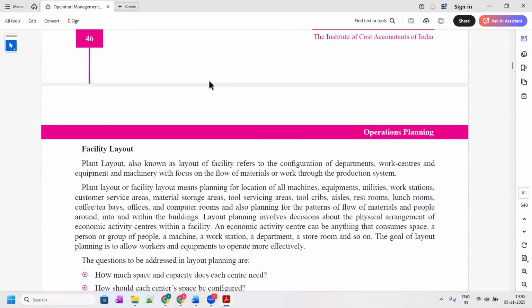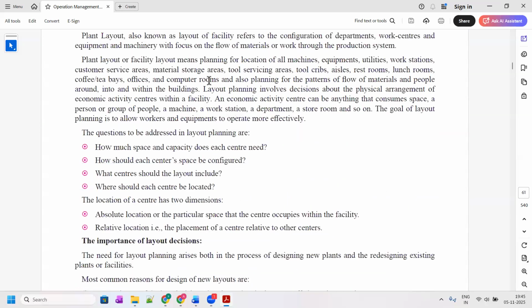Then, talking about the layout or the plant layout. Facility layout or plant layout, also known as the layout of facility, refers to the configuration of departments, work centers, equipment and machinery with the focus on the flow of material or work through the production system. When we talk about facility layout, we are talking about planning how different parts of the factory, like machines, departments, equipment, and work areas, would be arranged inside the building.